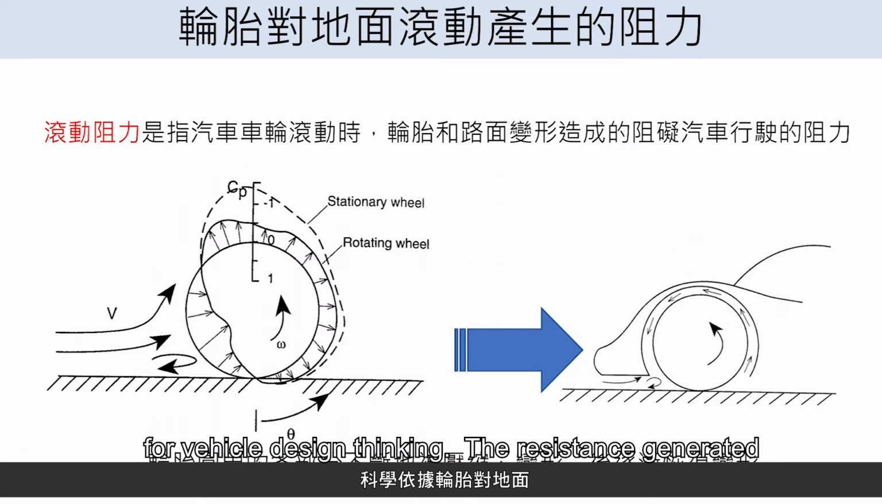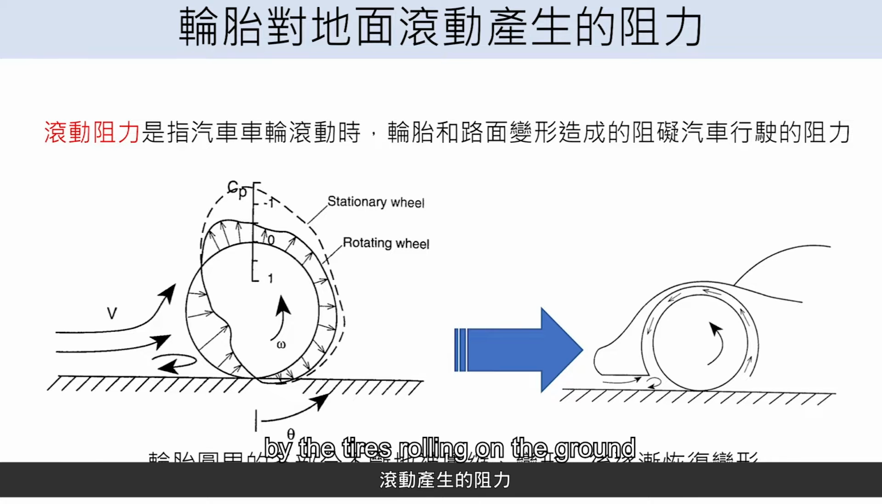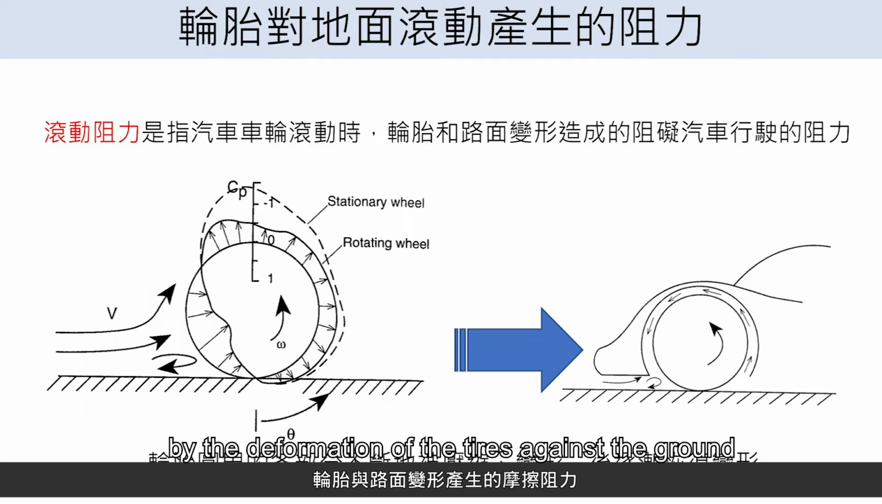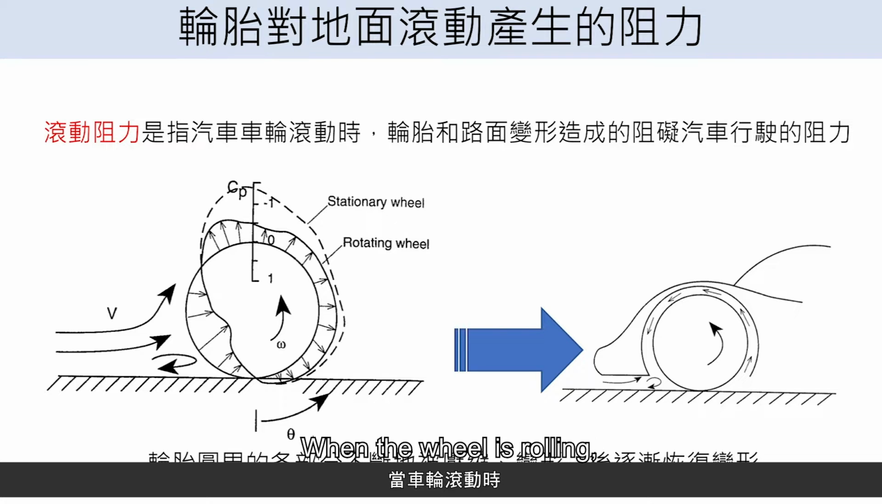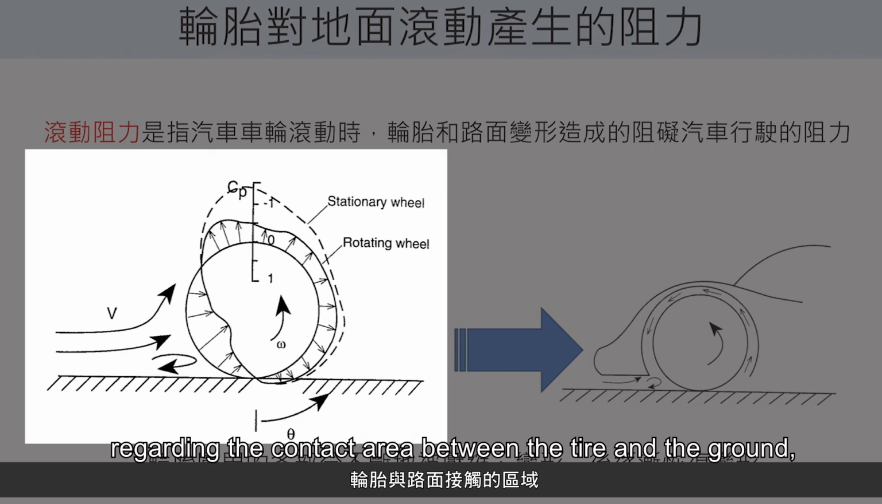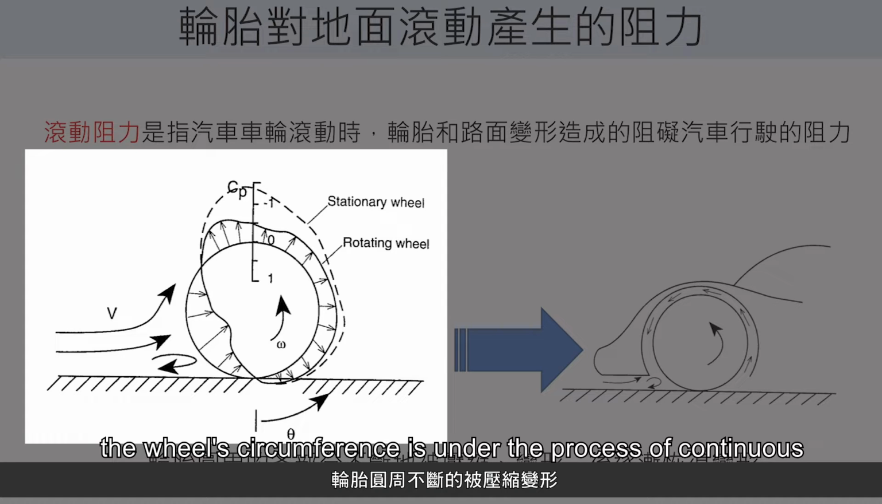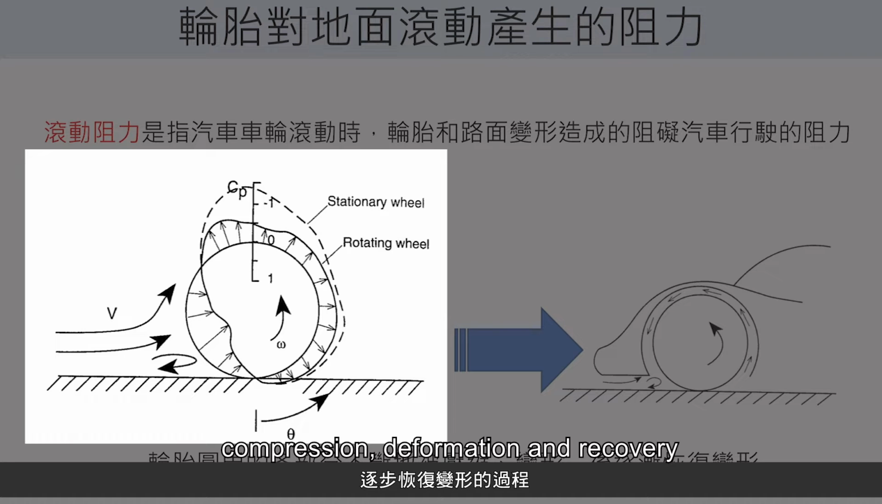The resistance generated by the tires rolling on the ground. Rolling resistance refers to the frictional resistance generated by the deformation of the tires against the ground. When the wheel is rolling, the contact area between the tire and the ground, under the pressure of the vehicle's weight, has its circumference under the process of continuous compression, deformation, and recovery.